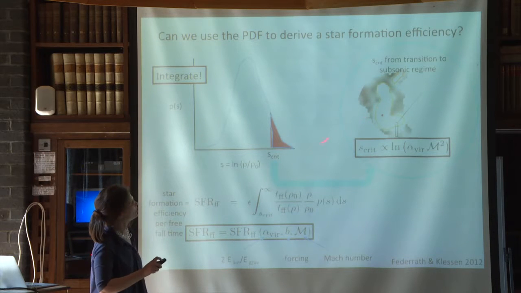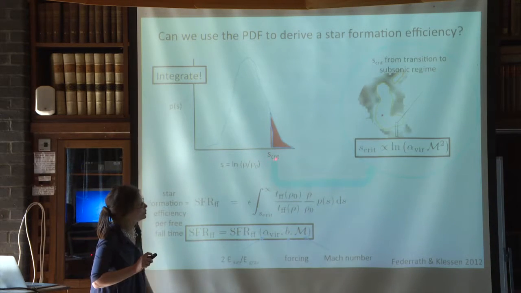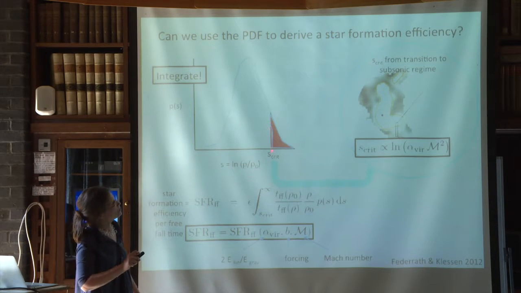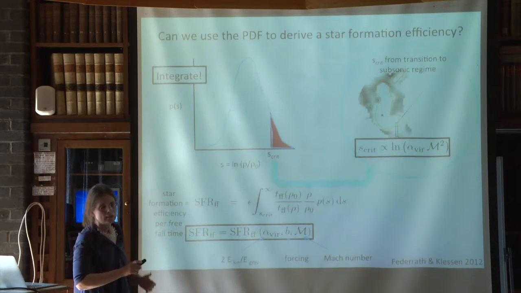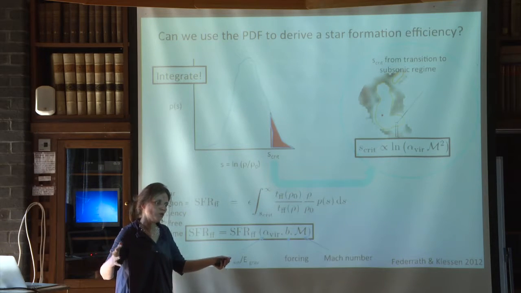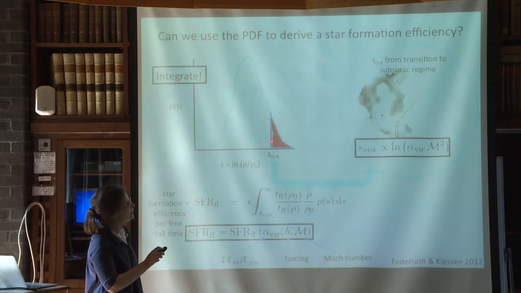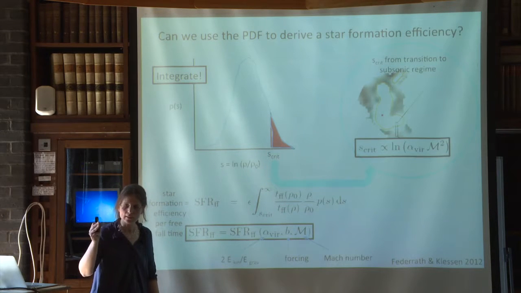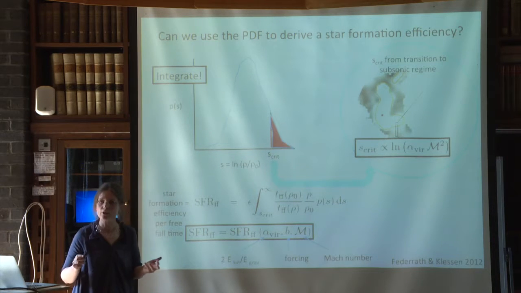So there's a transition to turbulence, and that corresponds to a critical density. Here I'm using S for density. The idea is that if there is this universal density distribution of gas in turbulent molecular clouds, once you know what this critical density is, you can simply count the gas that's above that threshold density to get a sense of how much of your gas cloud will turn into stars.